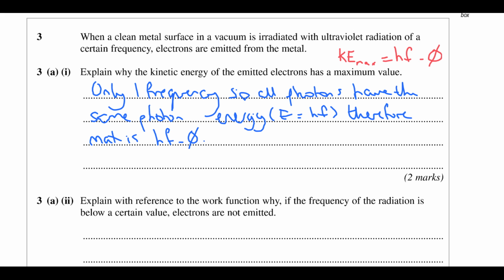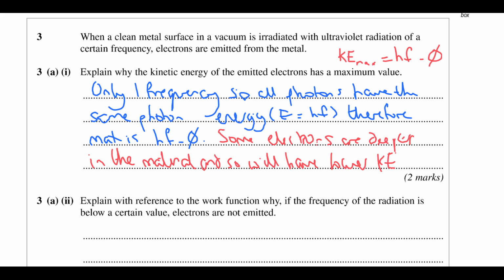Some electrons are deeper in the material, and so will have a lower kinetic energy because it takes more work to remove them. So I always think of that like, if we look at the equation at the top, an additional term in the equation there to explain why they're deeper in the material. They have smaller kinetic energy, and then that wouldn't be a KE max, that's just a general kinetic energy equation. Okay, so that's that one.